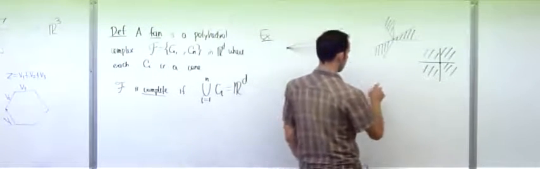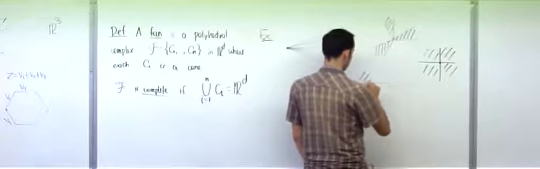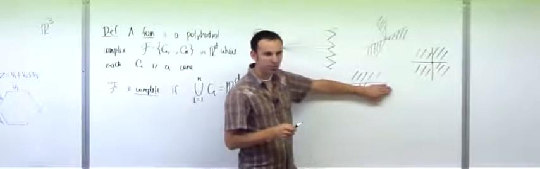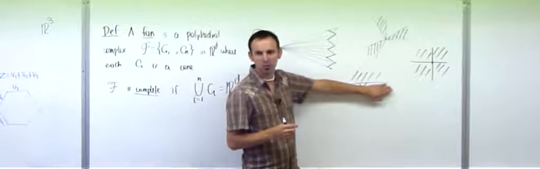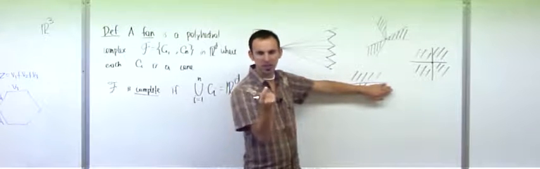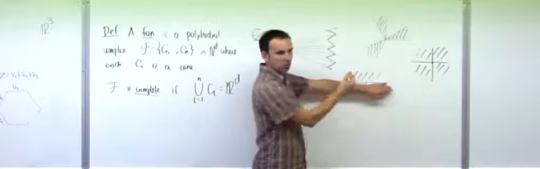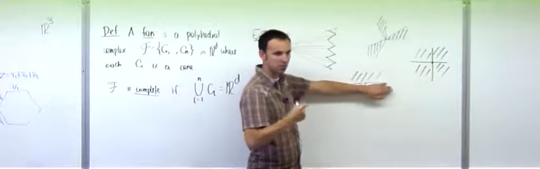Now, another example of a fan is something like this. Because remember that it's a little bit counterintuitive, but we call this a cone. It's not a pointed cone, but it's a cone. Remember we said cones are pointed if they had a point, but this is a cone because it's closed under taking positive multiples and positive combinations. And so this is a fan, but it's kind of a strange fan.